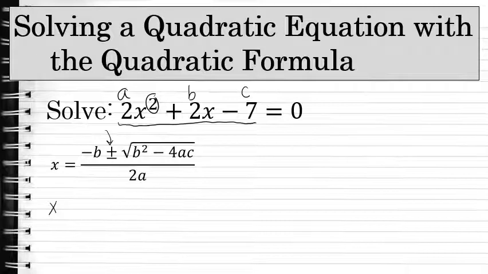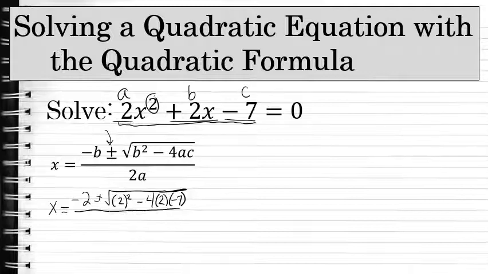Substituting the values for a, b, and c into the quadratic formula yields x equals negative 2 plus or minus the square root of b squared, which is 2 squared in this case, minus 4 times a times c. c is negative 7. It's important to realize that the sign in front of each term is included in the value of a, b, and c. The denominator of the quadratic formula, 2a, is in this case 2 times another 2.